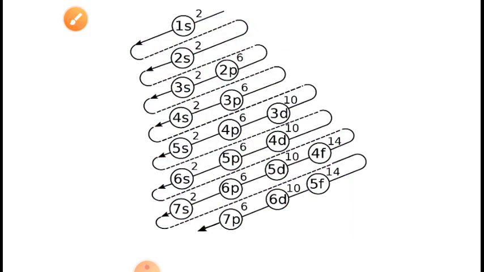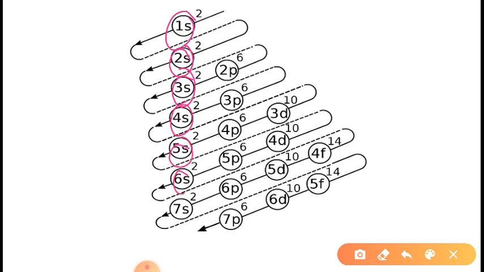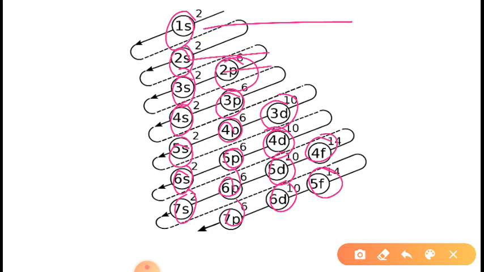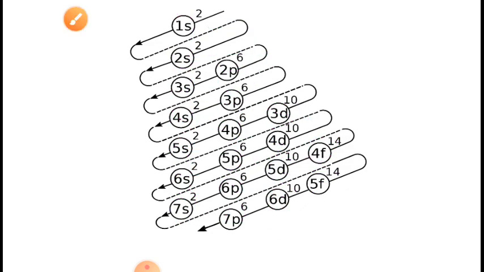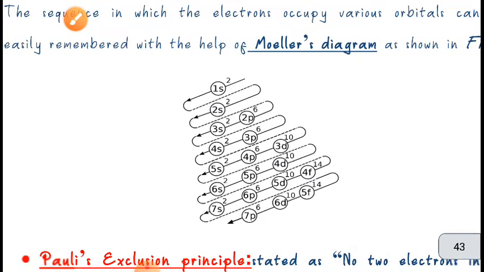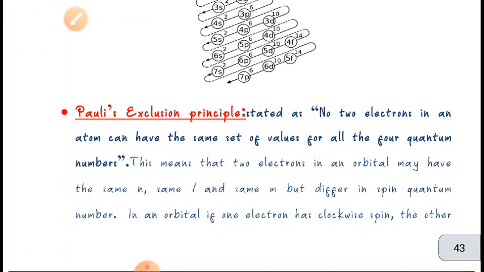And if you want to write this, you can write it very easily. You can see here 1s, 2s, 3s, 4s, 5s, 6s, 7s, right? It is just in sequence. After that 2p, 3p, 4p, 5p, 6p and 7p, after that 3d, 4d, 5d, 6d, after that 4f and 5f, right. Why? Because in the first orbit only the s orbital is there, in the second s and p both are there, in the third spd is there, in the 4th spdf, in the 5th spdf, in the 6th spdf and 7th spdf. So in this way also you can easily remember which one will be filled first, and after that which one will come next.